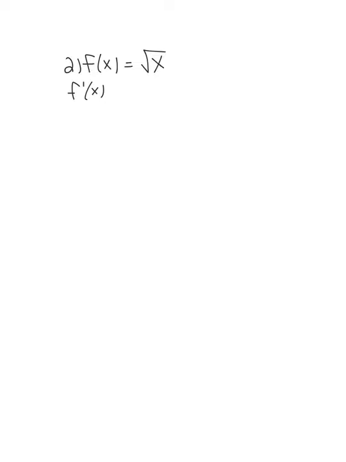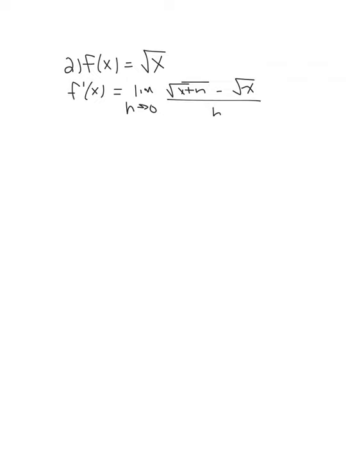All right, we've got our next example here. My function is the root of x. So f prime of x is equal to the limit as h approaches 0. I'm going to skip writing the formula here and go right in. So I have the square root of x plus h minus my original function, which is the square root of x, all divided by h.